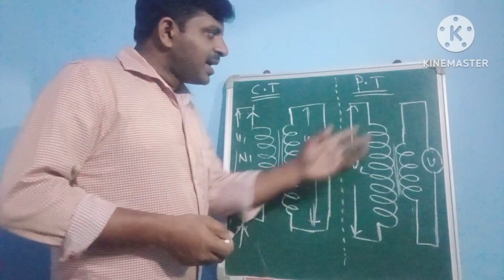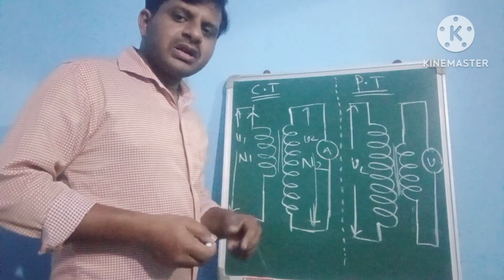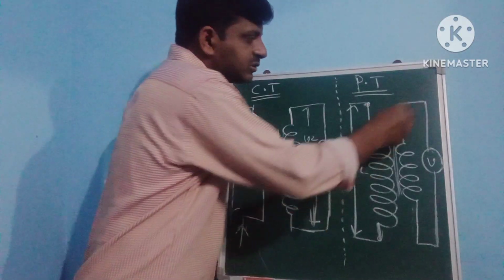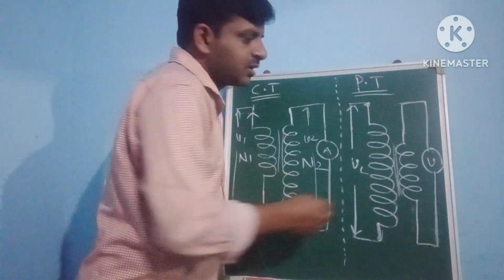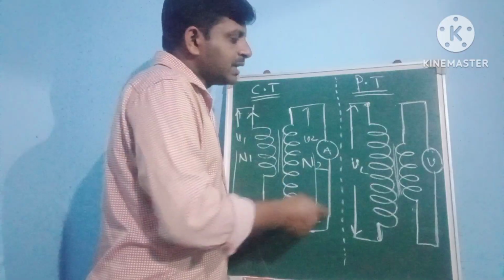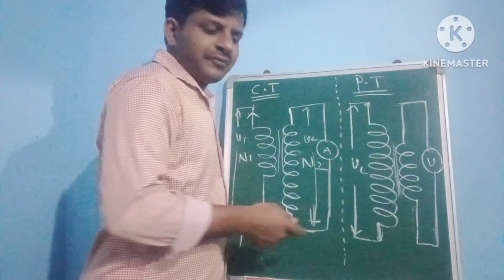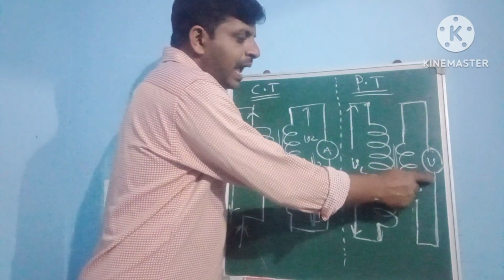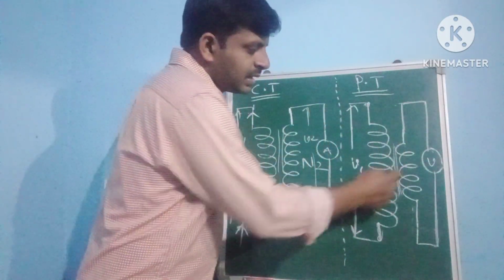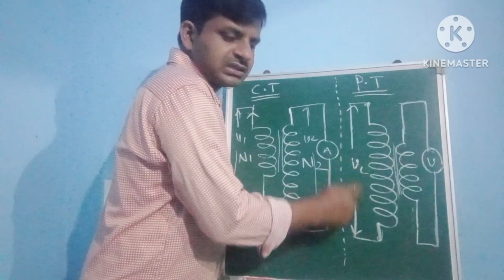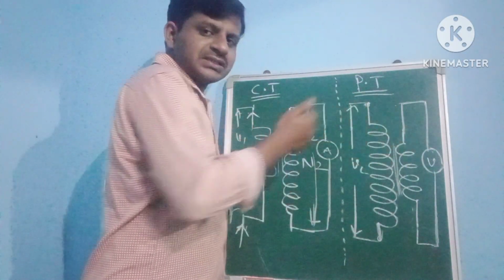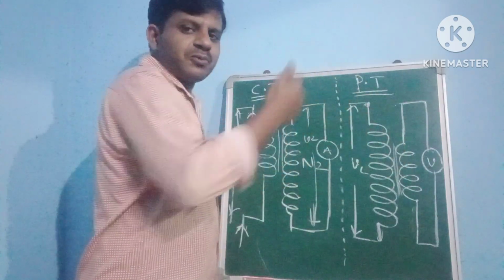Coming to the potential transformer construction point of view, the input supply is given as some line voltage VR, and the two ends of the secondary winding are connected to a voltmeter. At the secondary end we can measure the voltage. The secondary side has low voltage and high current in the potential transformer, because compared to the primary winding, the secondary winding has fewer turns. That's why it contains low voltage as well as high current, and the potential transformer is also called a step down voltage transformer.